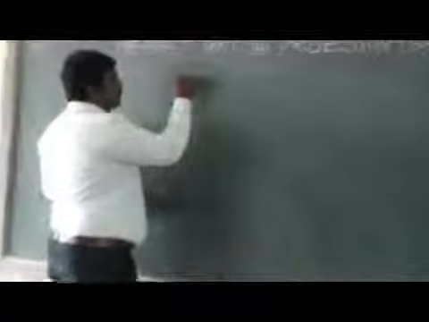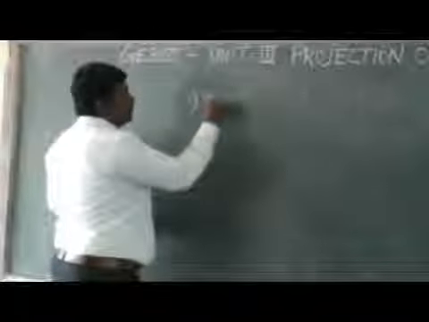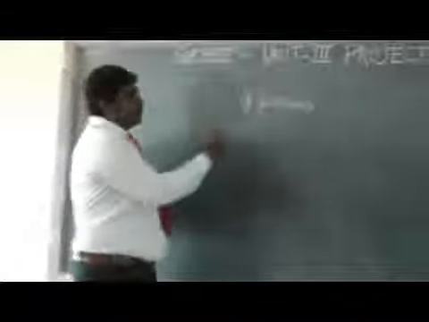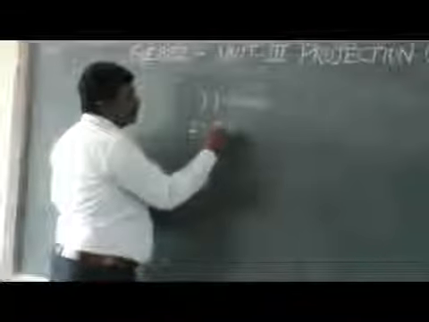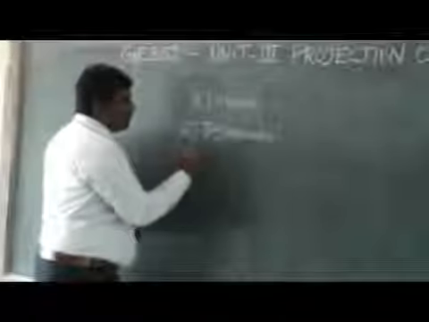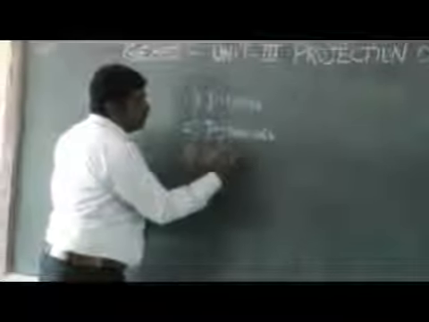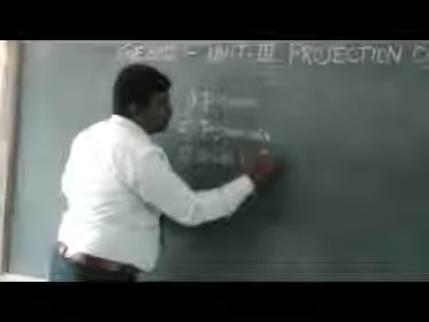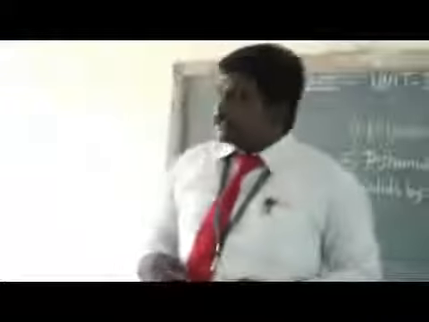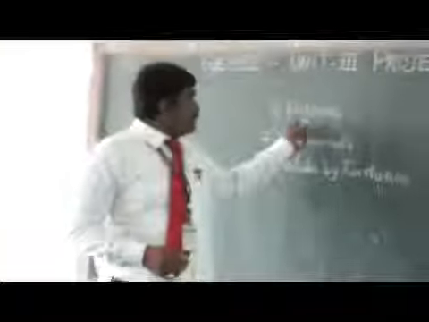One is prisms. Second one, pyramids. And third one, solids by revolution. So this is how we classify the solids into 3 types. So first one is prism.